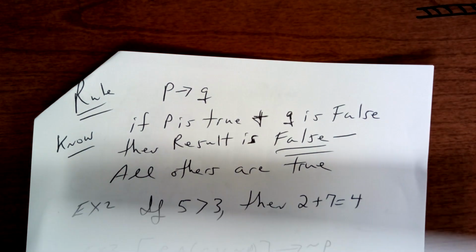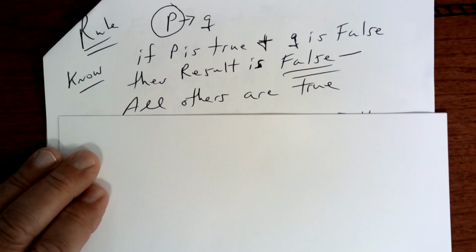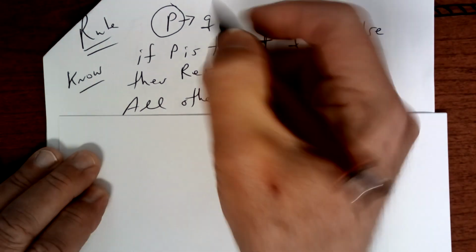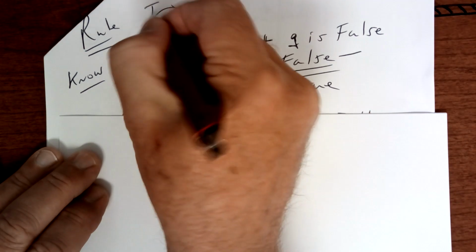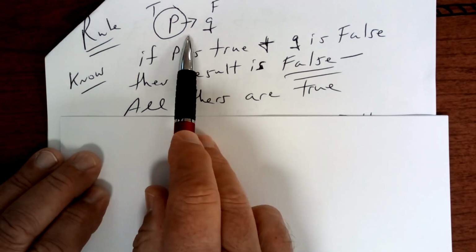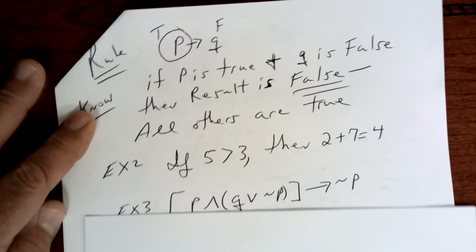Okay, so if you have a conditional, where this first part is true, the antecedent, and this turns out to be false, that is the only way that this conditional will be false. All the other ones will be true. Memorize that. Okay, let's try this one. Copy that down.